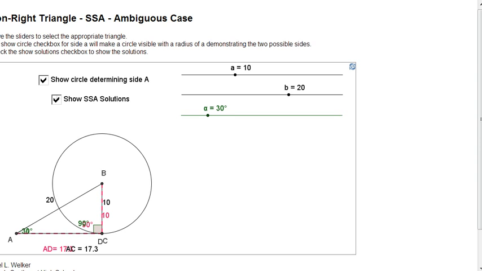Okay. Now we could calculate that. Again, we could use sine law to calculate that. We could say if this side is 10, then sine 30 over 10 is equal to sine of this angle over 20 and solve. Okay. Now in this case, it solved for us, so I think we can live with that.